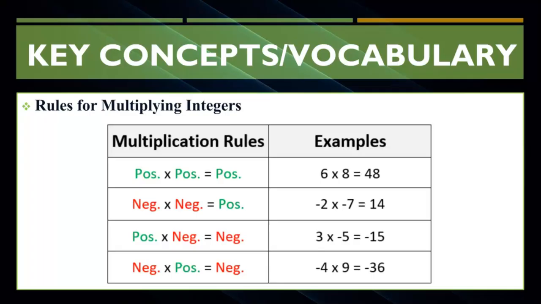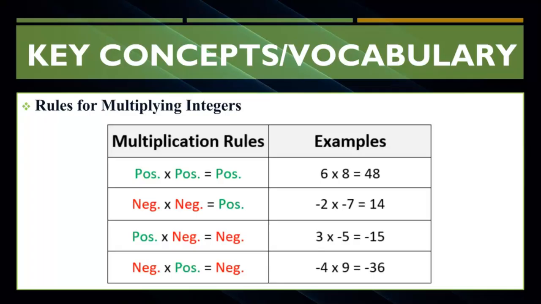So a positive times a positive is positive. A negative times a negative is also positive. If they are two different signs, then it's always going to be negative. So a positive times a negative is negative, and a negative times a positive is negative. So keep that straight once we are multiplying these integers.